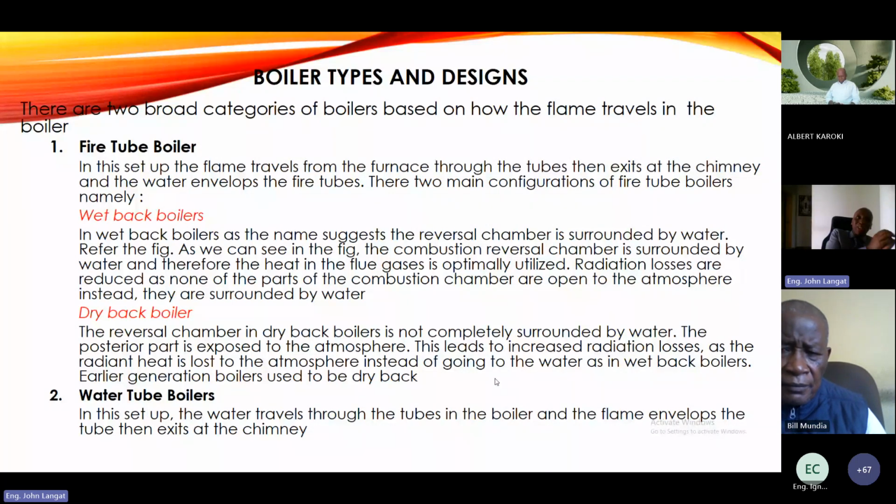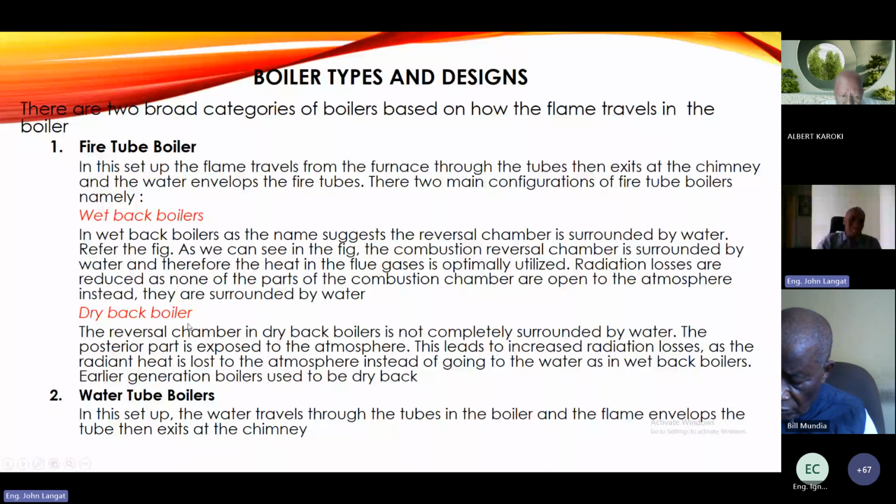In fire tube boilers, there are two further types: we have wetback boilers and we have dryback boilers. In wetback boilers, as the name suggests, the reversal chamber is surrounded by water. As you can see in this figure, the combustion reversal is surrounded by water, and therefore the heat in the flue gas is optimally utilized. Radiation losses are reduced as none of the combustion chamber is open to atmosphere; instead, it is surrounded.